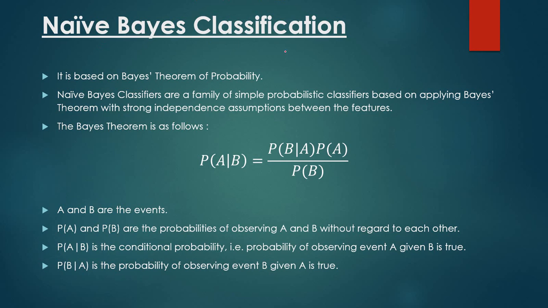Then the next one is the Naïve Bayesian classification. This is one type of classification that uses the Bayes theorem.